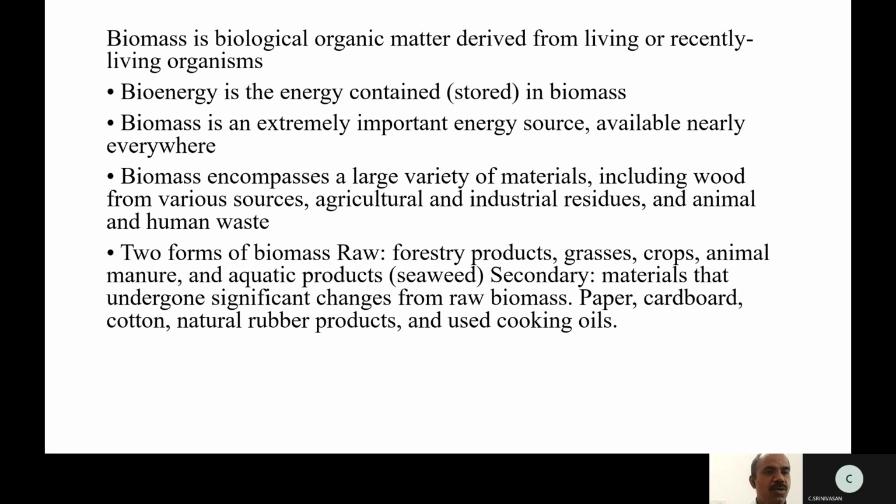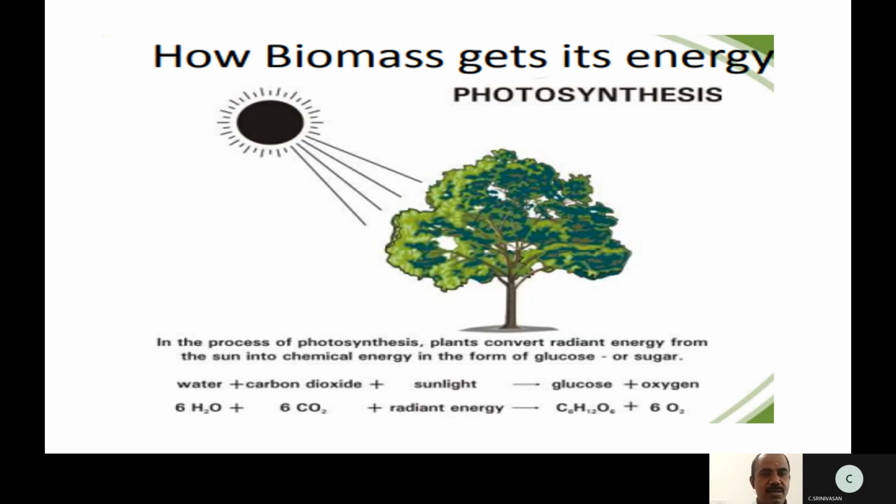Here you see how biomass gets its energy. So we have to know photosynthesis. Here the plants convert the radiant light energy from the sun into chemical energy in the form of glucose or sugar. This process is called photosynthesis.